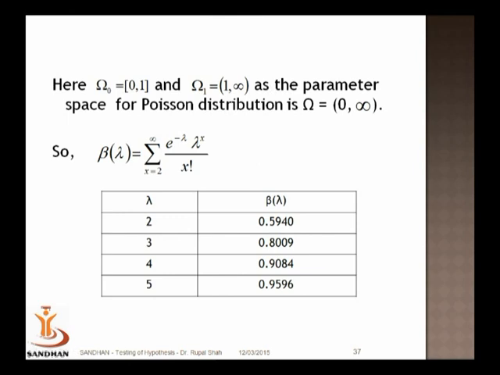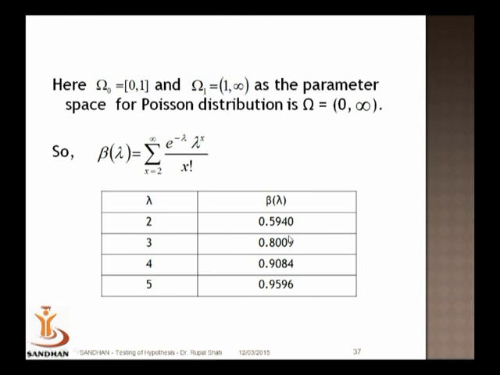No. So what you can do is, you can compute this as 1 minus probability x less than 2. That is 1 minus probability x is 0 plus probability x is equal to 1, taking lambda equal to 2. So correspondingly you will get the power value corresponding to lambda equal to 2. That power is 0.5940. Similarly for lambda is 3, here you have to take lambda equal to 3, and correspondingly you will get the power like this.